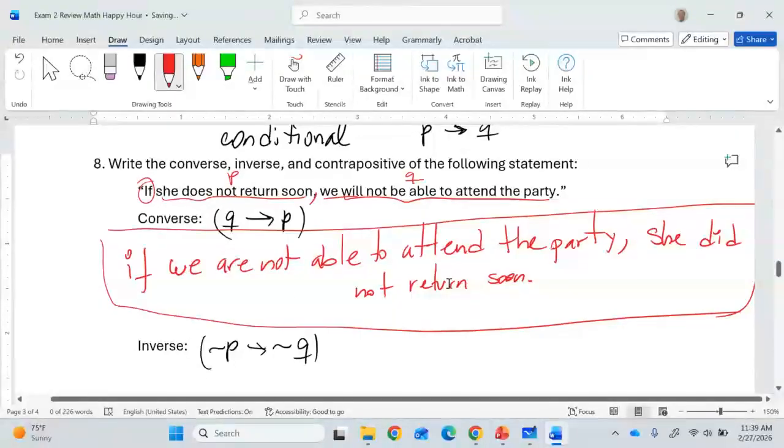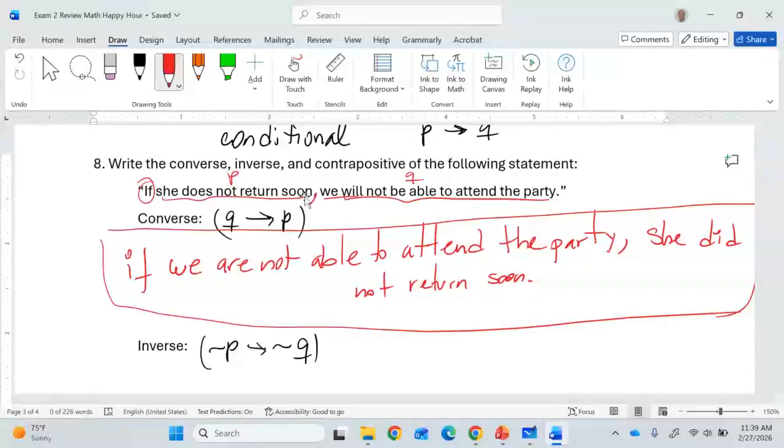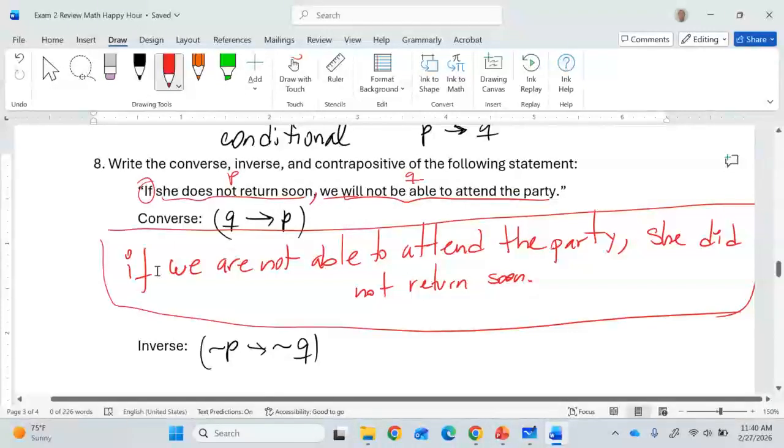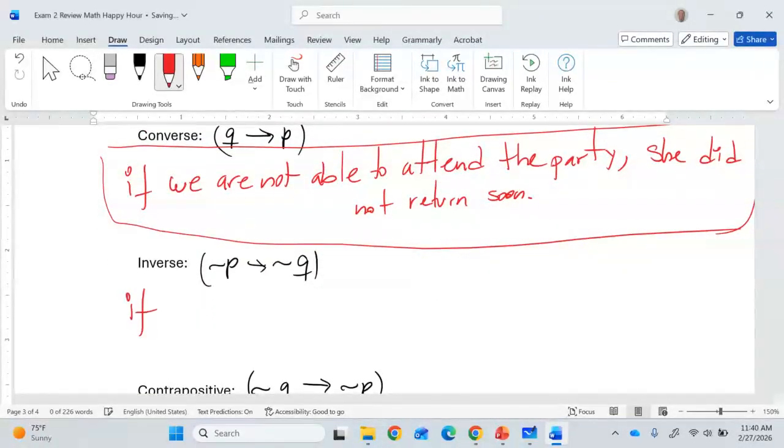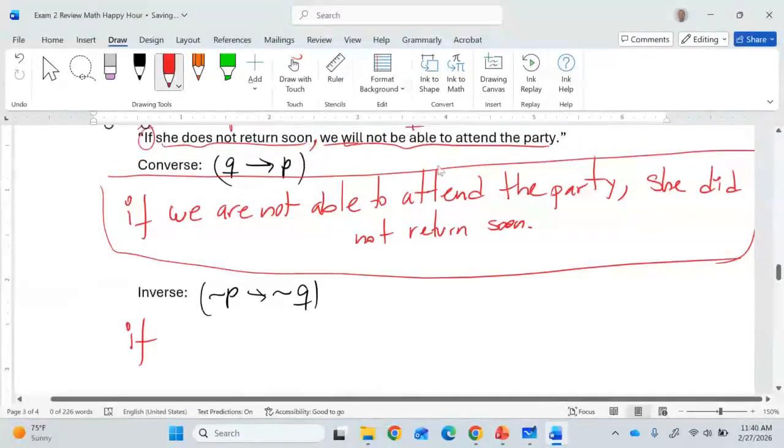All right, moving on to the inverse. So the inverse, now you're gonna keep the same order of the letters, so the same order of the sentences or statements, but you're gonna negate them. Now, don't forget that they all need to have the if, at least the if and then comma, if not both. So now I'm gonna put both. I'll put the if and then before I'm gonna put the then later on.